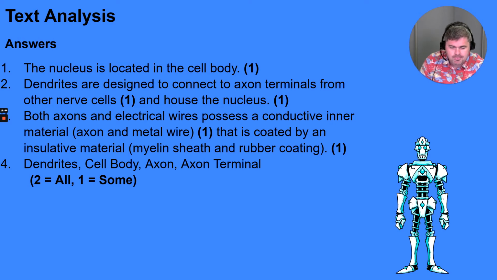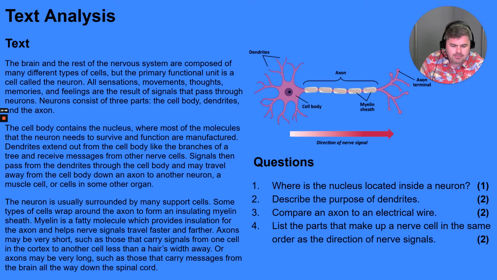Question 4. Dendrites, cell body, axon, axon terminal. The same order as the direction of nerve signals. So if I'm looking at that picture, you're just going from left to right. So it goes into the dendrite, into the cell body, through the axon, out the axon terminal. Pretty simple question.